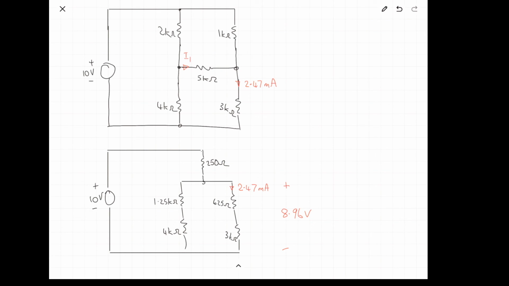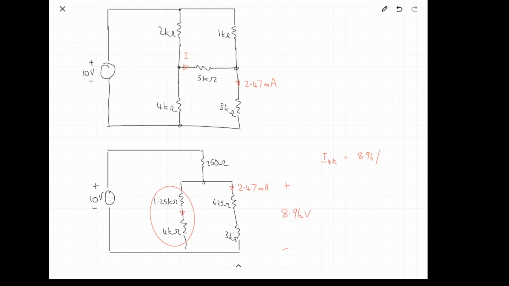Now we can't draw I1 on the bottom diagram because we don't have the 5 kilo ohm resistor. So we're going to need to calculate more things on the bottom diagram to get enough information to calculate it on the top. So let's start by calculating the current through the 4 kilo ohm resistor. I'm going to write I 4K, and it's going to equal 8.96 divided by a combination of these 2 resistors.